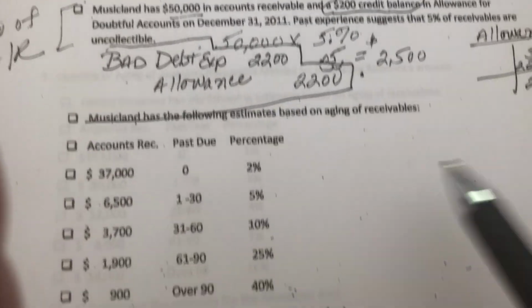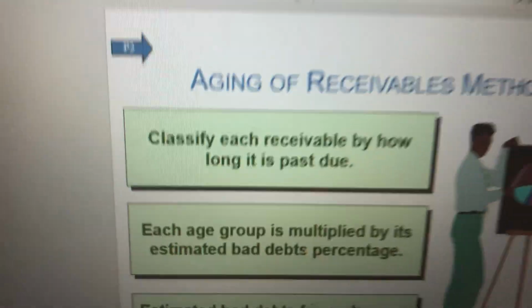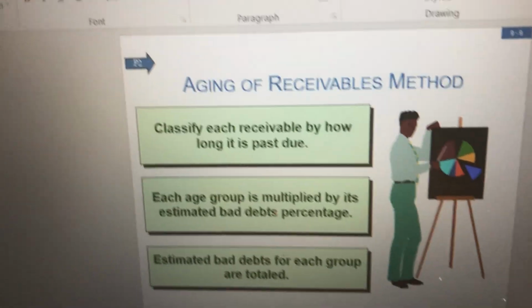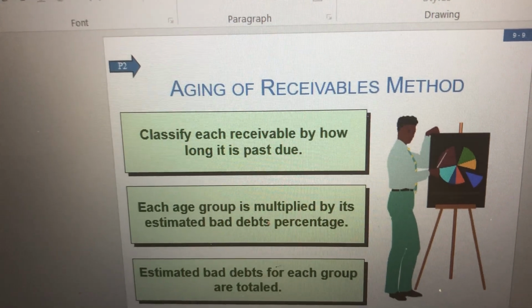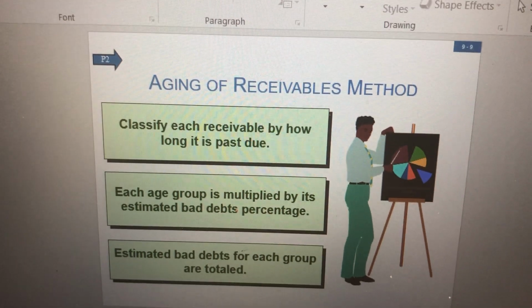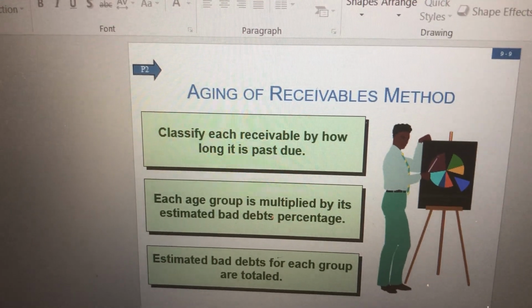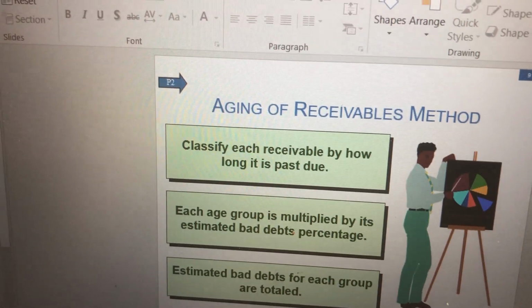Now I want to look at the last method. This one's a little bit more complicated. Let me take you back to the PowerPoints. Okay, on your PowerPoint slide 9, this is called the aging of accounts receivable, and it deals with accounts receivable. This is a method that is used by hospitals a lot of times.